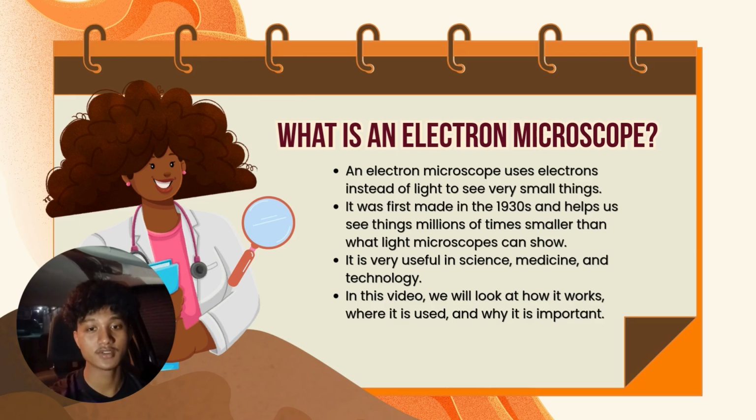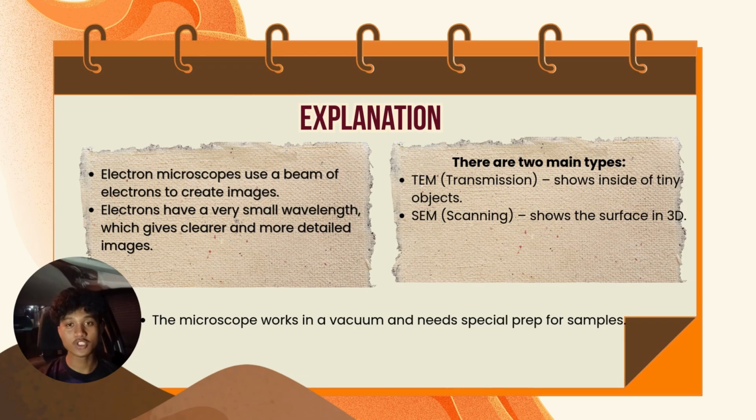an important invention. An electron microscope works by shining a beam of electrons onto a sample instead of using light. Electrons have a much smaller wavelength than light, which means they can show us much finer details. There are two common types of electron microscope. The first is the transmission electron microscope, or TEM. It lets electrons pass through the sample and give us a very detailed image. The second is the scanning electron microscope, or SEM. It scans the surface of the sample and creates a detailed 3D image.